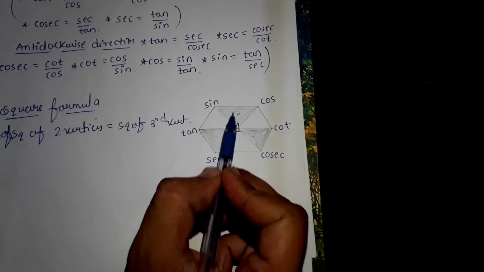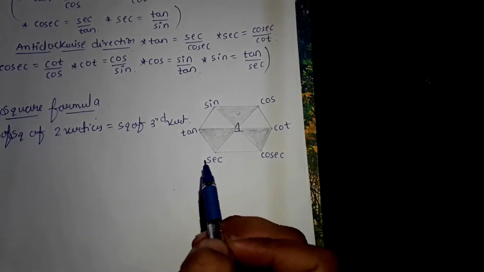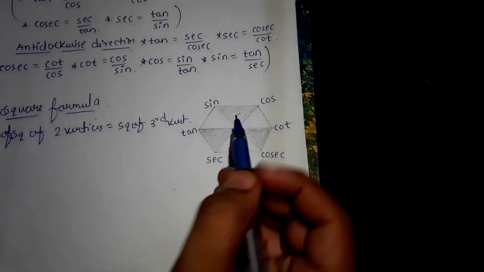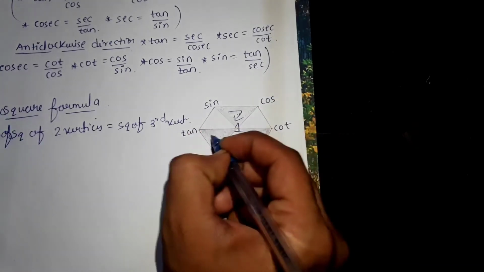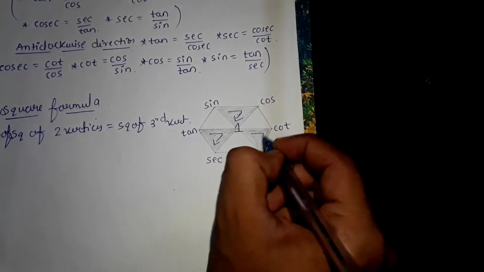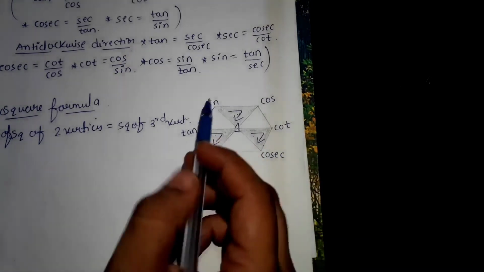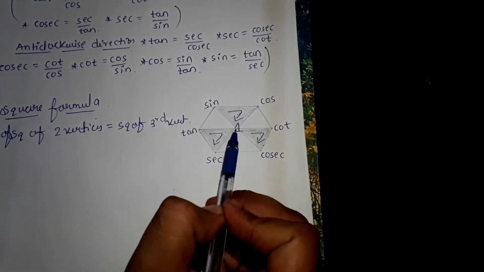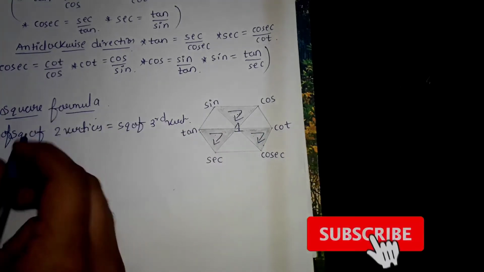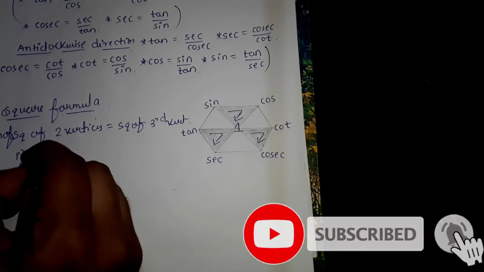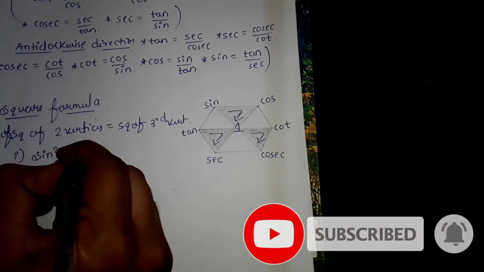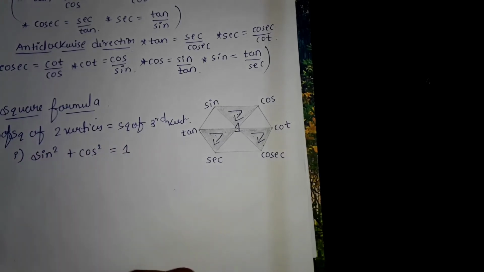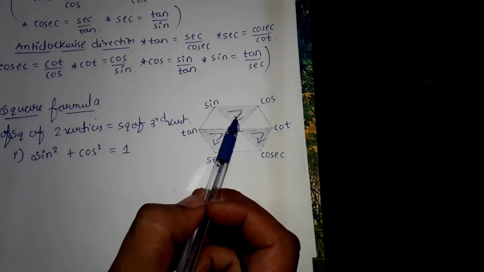Consider the three triangles, triangle 1, triangle 2 and triangle 3. The sum of the squares of two vertices, that come in this direction, come in this direction, come in this direction: sine square plus cos square is equal to 1 square, which is nothing but 1. Now the first triangle is over.